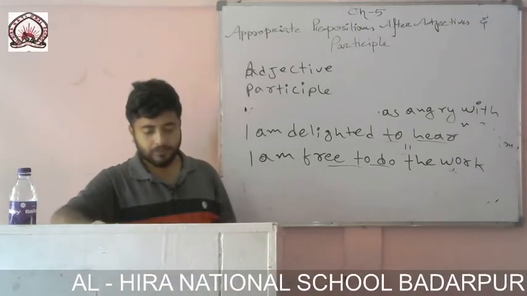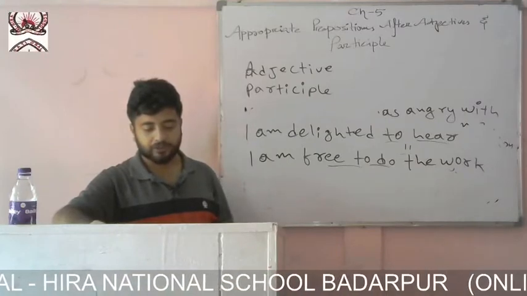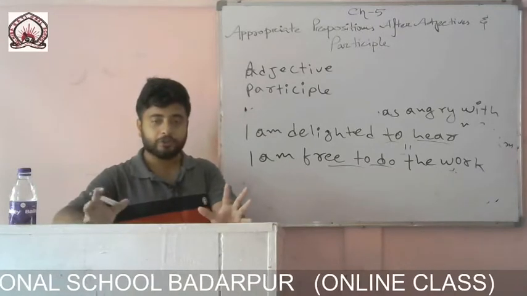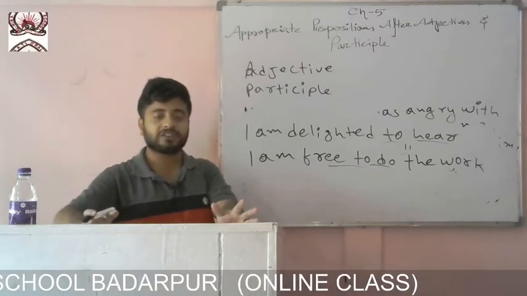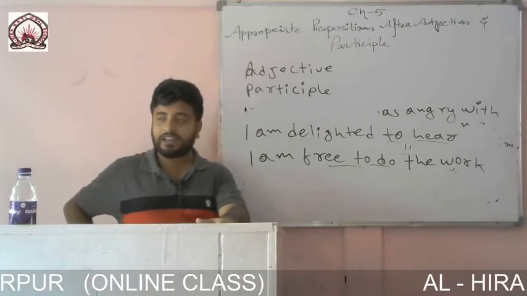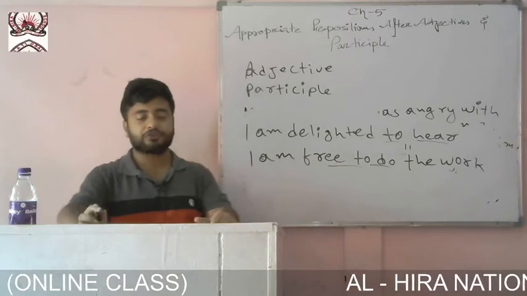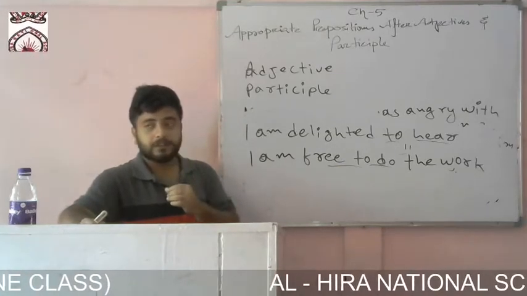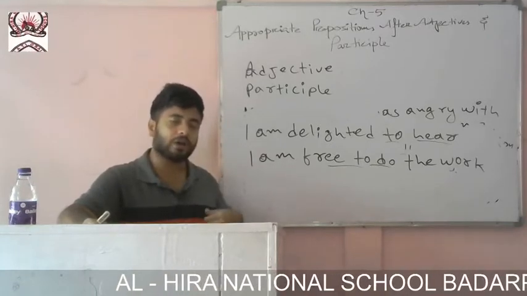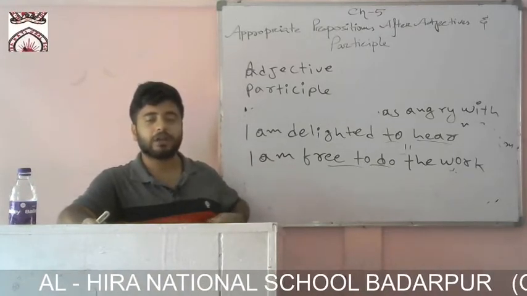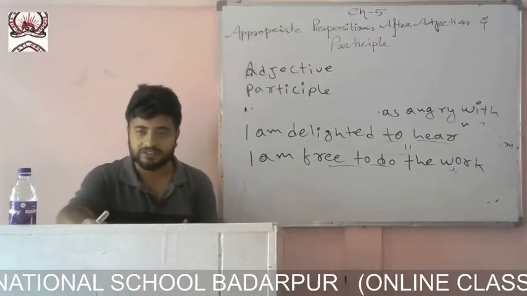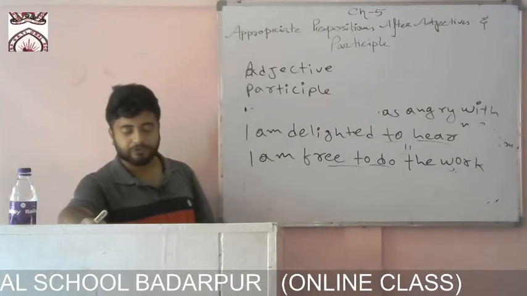Now, full of. If in a room there are so many people, then the room is full of students. The library is full of books. If the room is full, or the hall is full, or the park is full, what do we have to use? Then the hall is full of audiences, the park is full of flowers, the classroom is full of students.